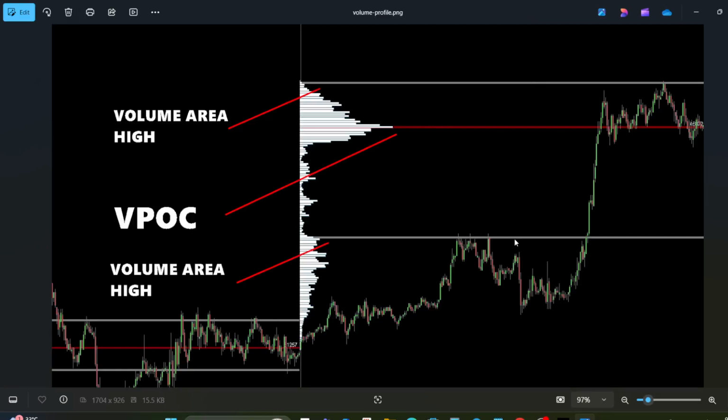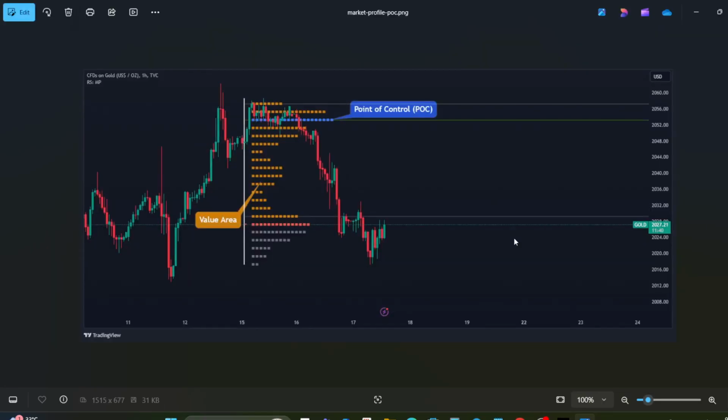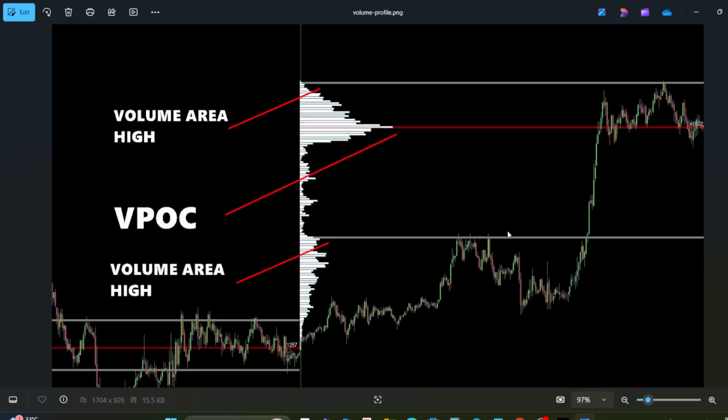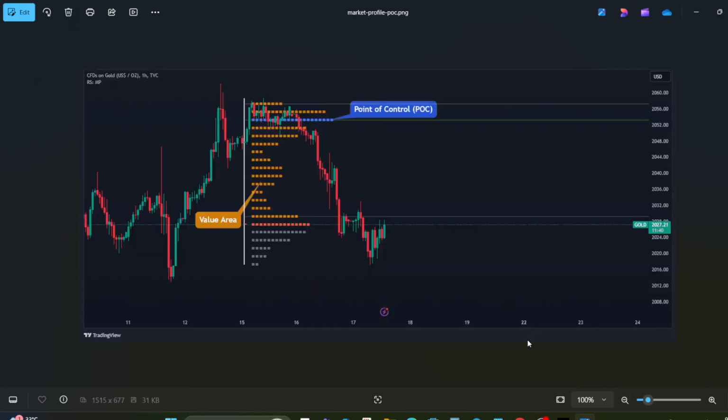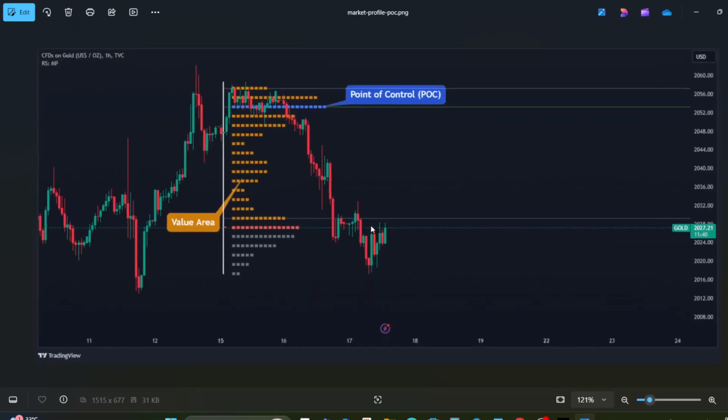Another key difference is how they are displayed. Market profile often uses a bell curve shape, while volume profile displays histograms. Now, while both show important levels, volume profile focuses more on the trading activity itself, while market profile gives you insight into the market's behavior over time.